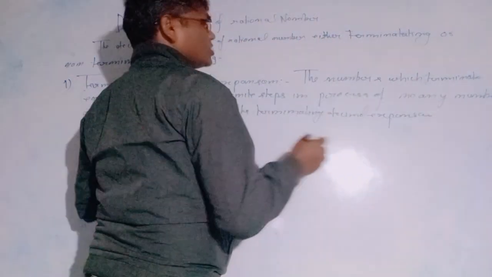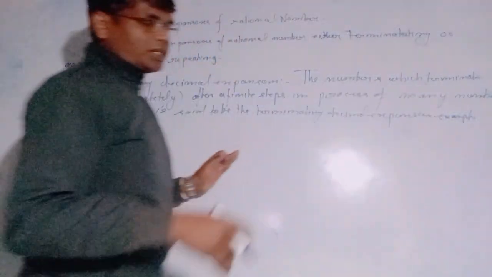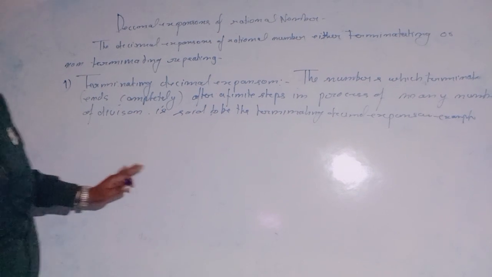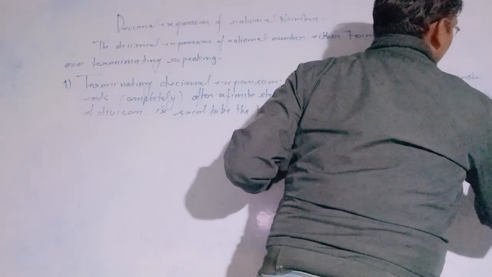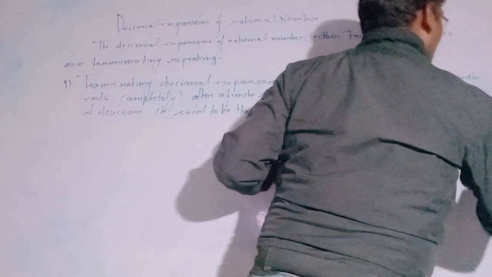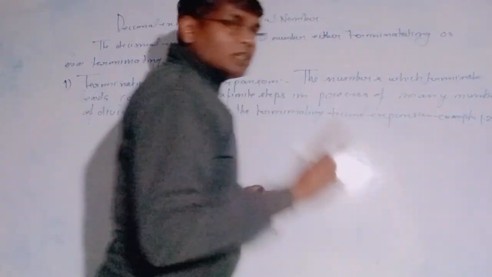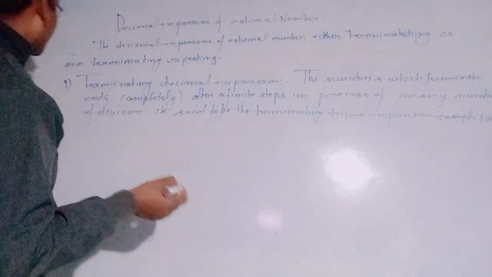Okay, we will take an example. Suppose that we are taking terminating decimal expansions. We will take here 1.25 and 3.14. The first ends after five, and the second ends after 4. So both are ended, so it is terminating.